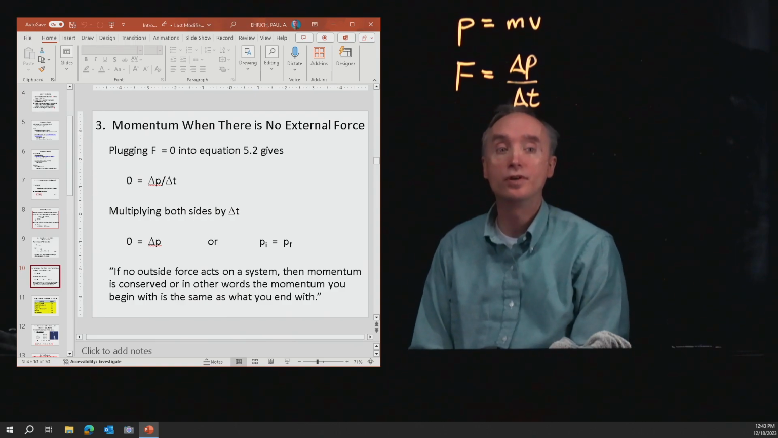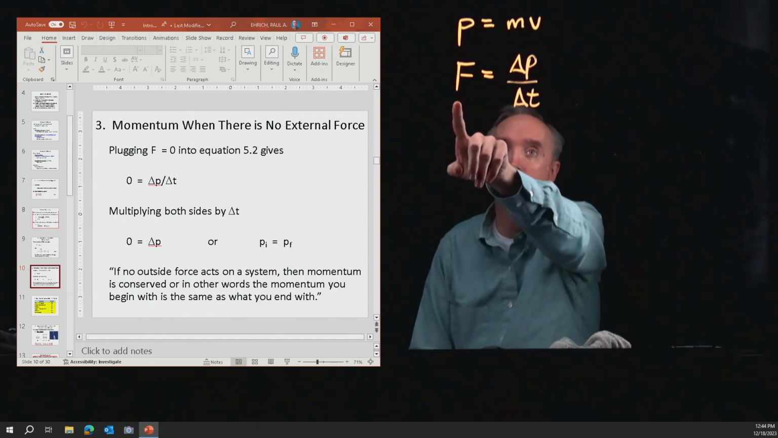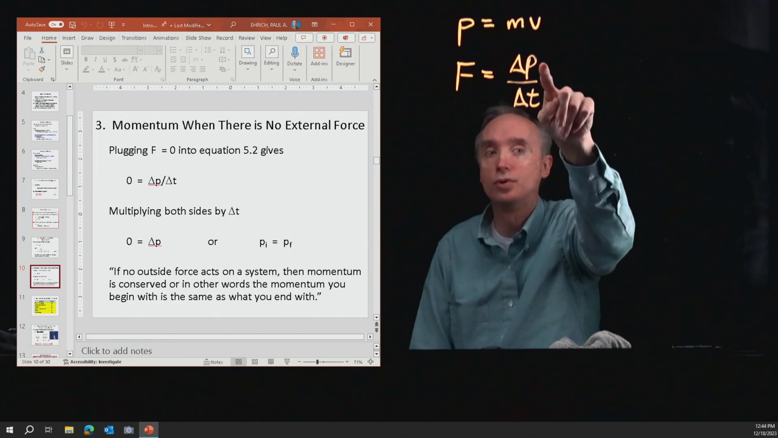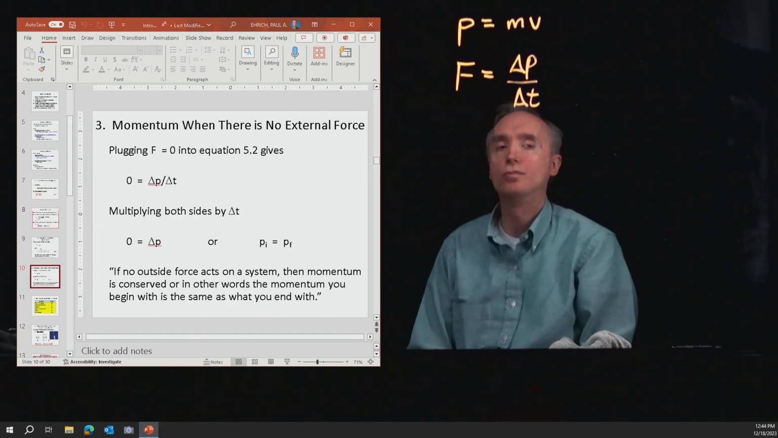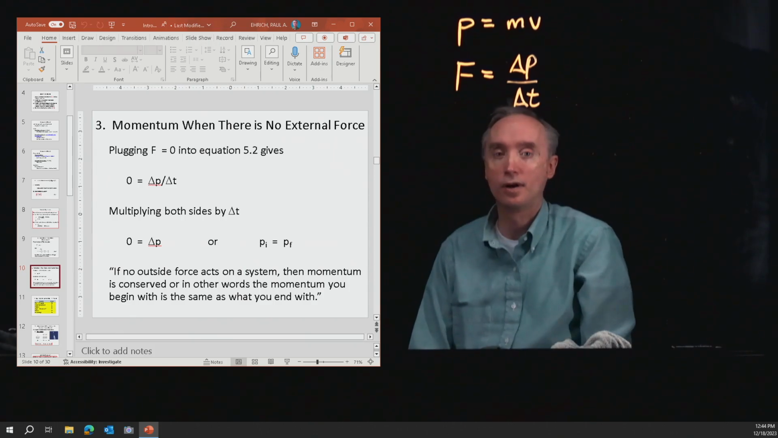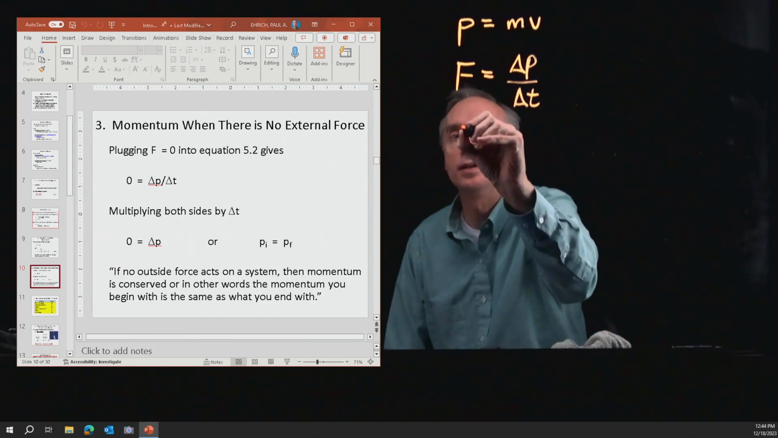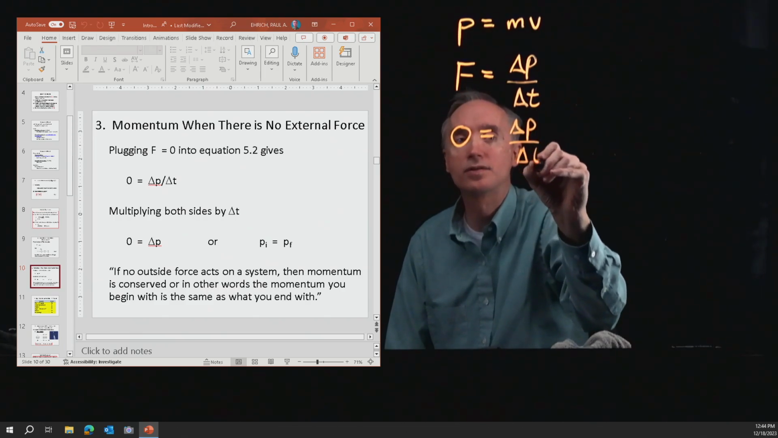Okay, so in our previous segment, we learned Newton's second law of motion and how it was related to momentum. An external force acting on a system will cause the momentum of that system to change with respect to time. So first, we want to talk about what would happen if there is no external force acting on the system. Instead of F, we're going to plug in 0, so 0 is now going to be equal to the change in momentum with respect to time.